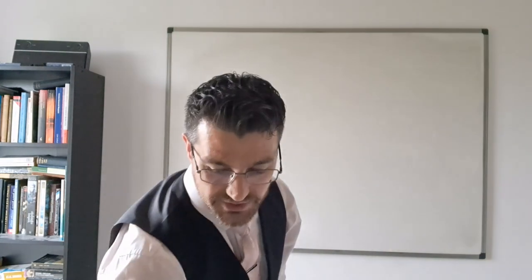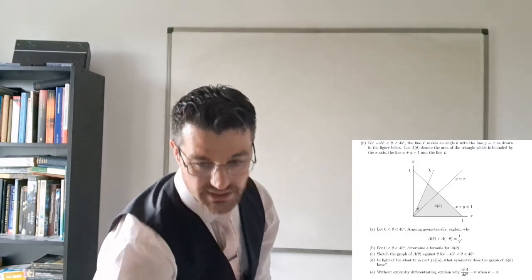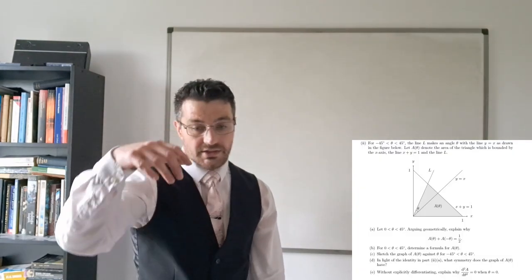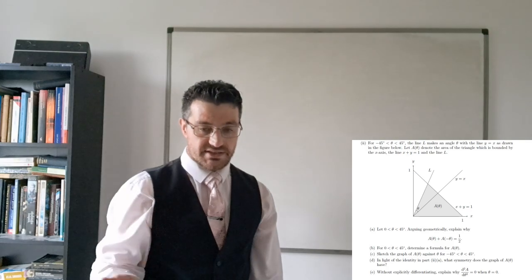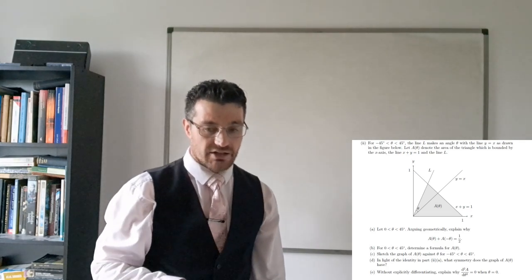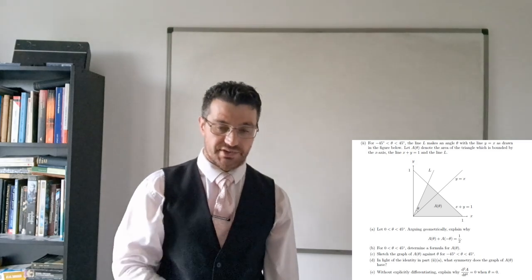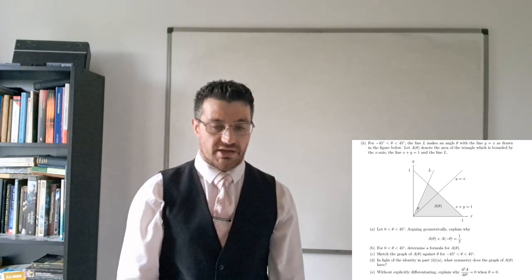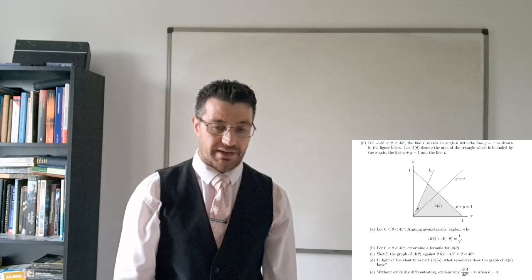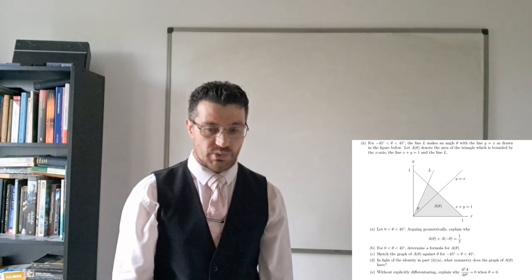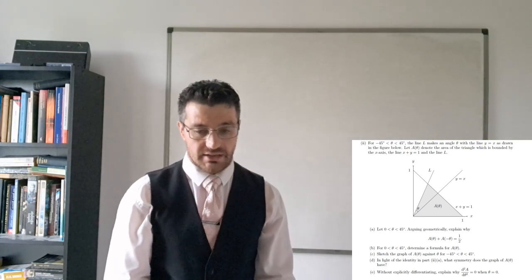So we've got a diagram as well here, and for minus 45 degrees less than theta less than 45 degrees, the line L makes an angle theta with the line y equals x, as drawn in the figure. Let A of theta denote the area of the triangle which is bounded by the x-axis, the line x plus y equals 1, and the line L.